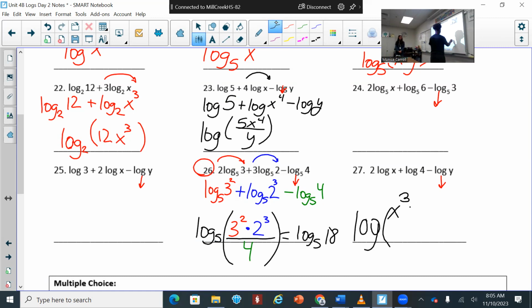Where's the 3 come from? Oh, it's supposed to be a 2. Good. Took his coefficient of 2 and made it an exponent on the x. Good. Where's the 4 going, up or down? It's hard, isn't it? I like when you guys come to the board, you appreciate me more.